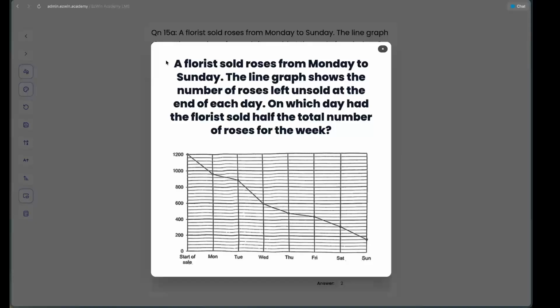Question 15a. A florist sold roses from Monday to Sunday. The line graph shows the number of roses left unsold at the end of each day.